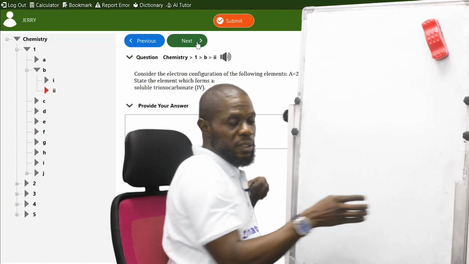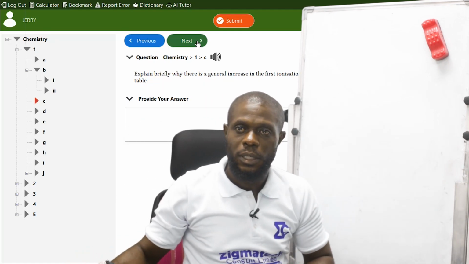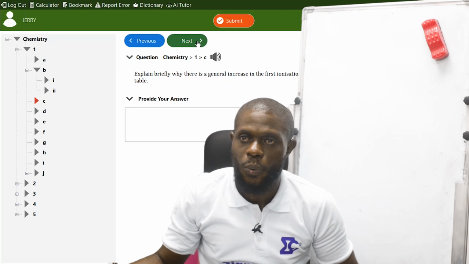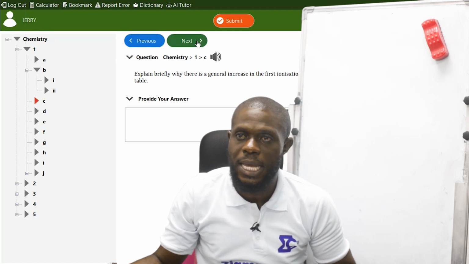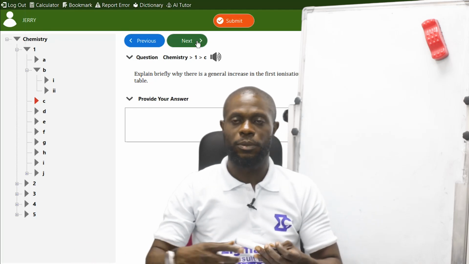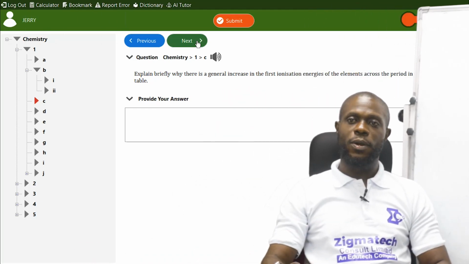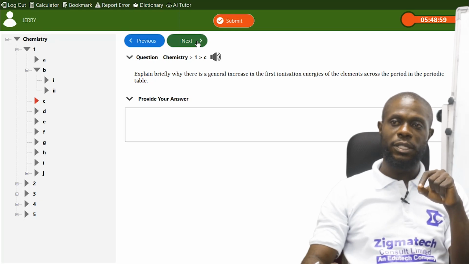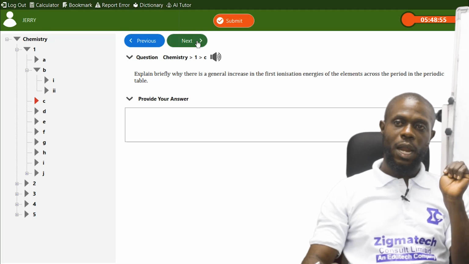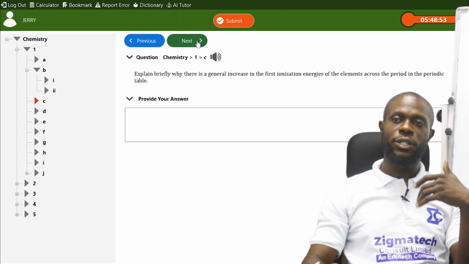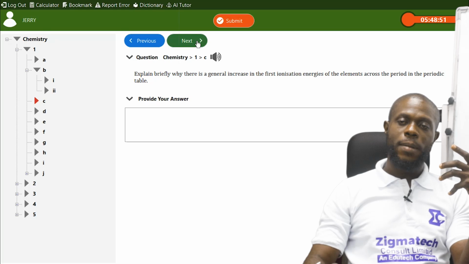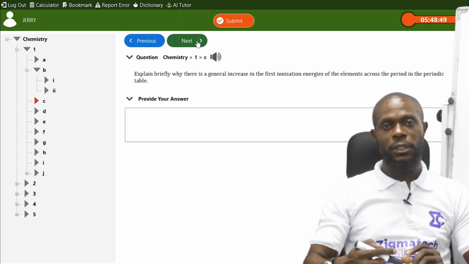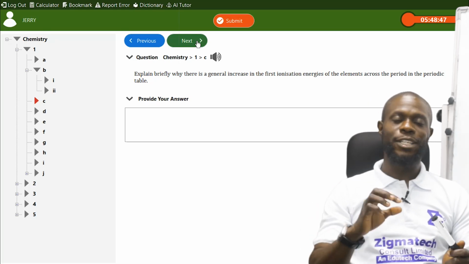Now the next one says, explain briefly why there is a general increase in the first ionization energies of the elements across the periodic table. Now, ionization energy is the energy required to remove an electron from an isolated atom.